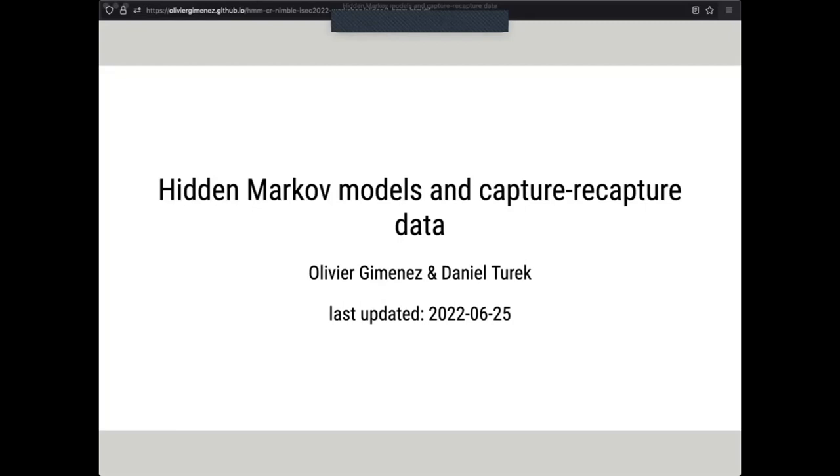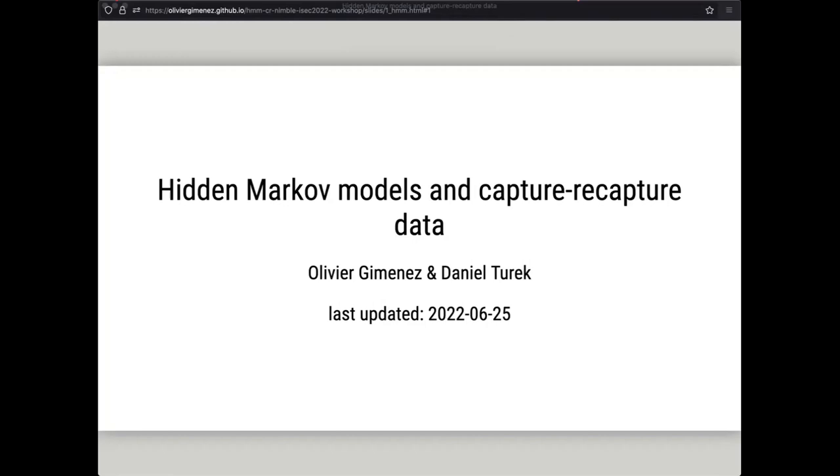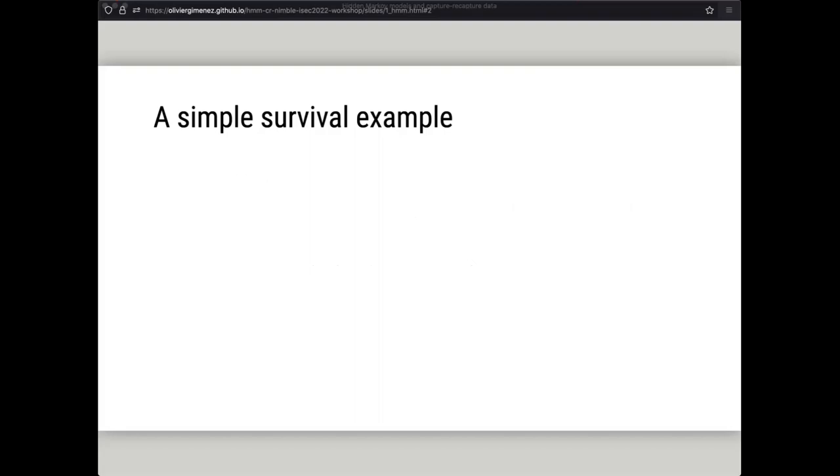Okay. So we're going to start with a simple one. That's the first session, all about hidden Markov models and capture-recapture data. So it's 9:10. Let's aim for 10. Okay. Simple survival example. It's very relative, but hopefully this will help you get started with Nimble.